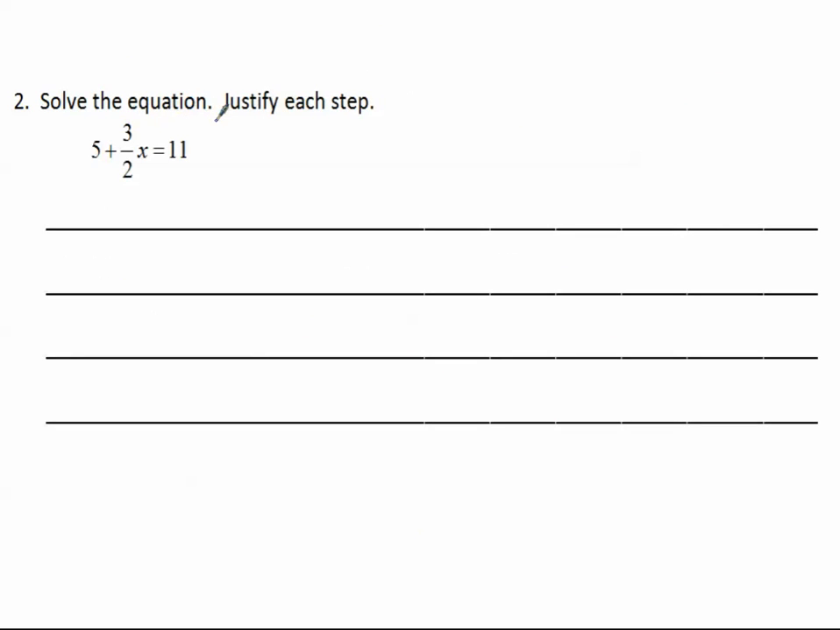Let's solve this equation and justify each step. I'm trying to get x by itself. I want to use my order of operations. Remember those? Backwards. Parentheses, exponents, multiplication, division, addition, subtraction. We work backwards when we're solving the equation.